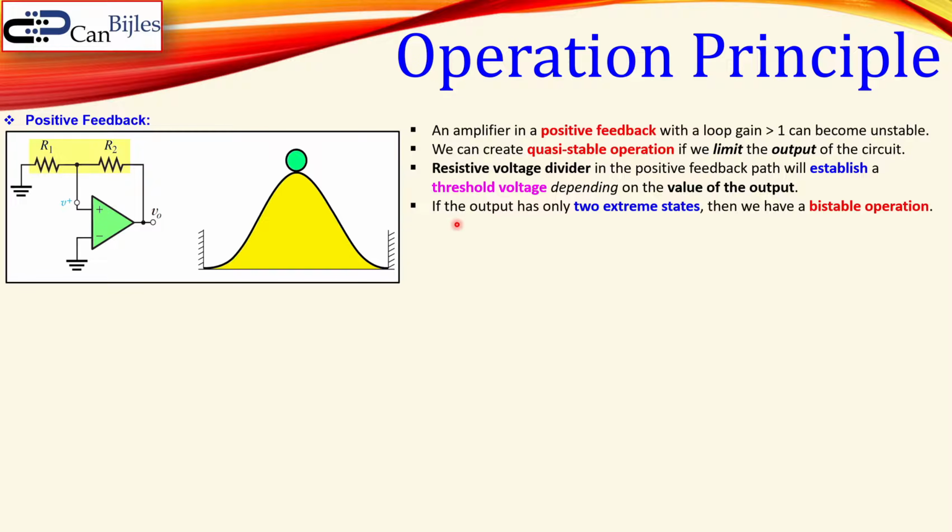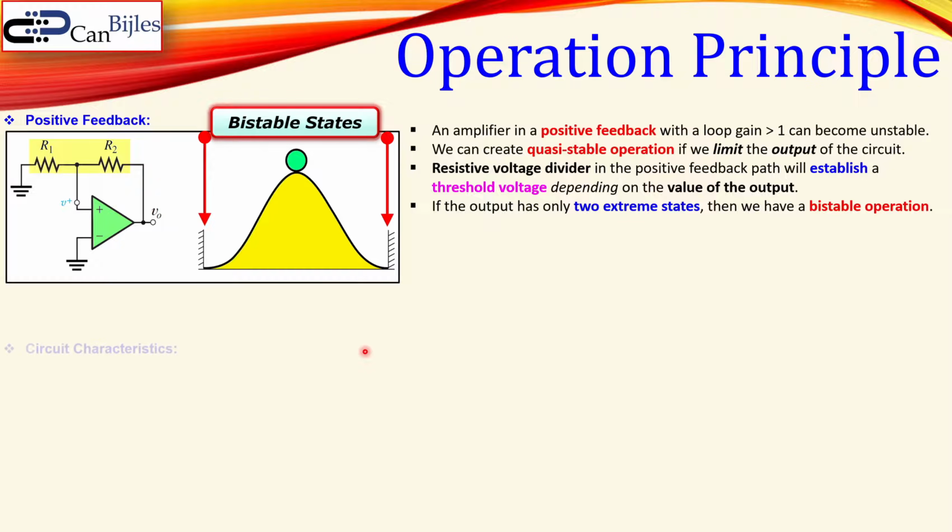If the output has only two extreme states, then we can have now bistable operation. Now we have this way or that way. That's also what we call the bistable state. So we have now two states, one left, one right, and these are the bistable states, which is in theory not unstable. It is bistable. So only two states creates a stable situation.